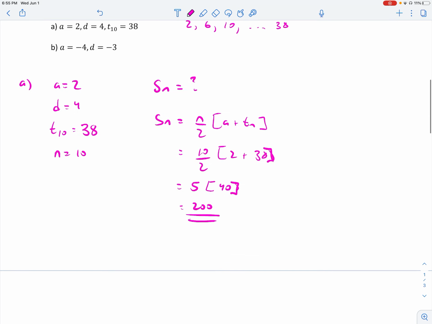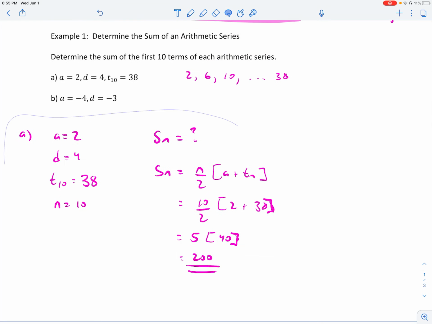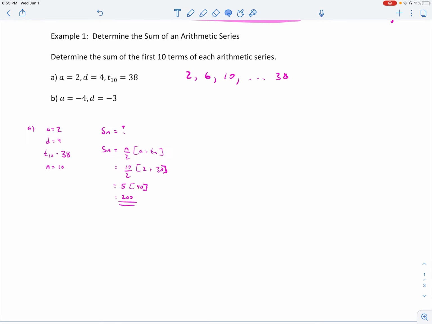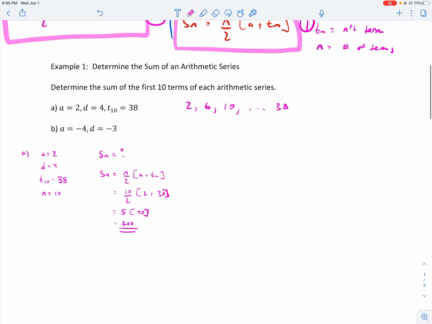Okay, now our second example. So this one's a little bit different. We're given less information this time for part B. So we have A equal to negative 4, and we have D equal to negative 3. So this sequence would look like this. Negative 4, and then the common difference is negative 3, so it needs to decrease by 3 basically. So negative 7, then negative 10, and this would continue on for 10 terms. Okay, so we also know that n equals 10.